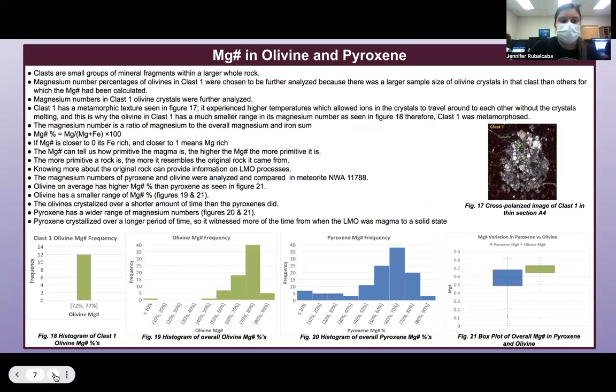So olivine has a smaller range of Mg number percentages as seen in both figures 19 and 21. And what this means is that the olivines crystallized over a shorter amount of time than the pyroxenes did. And pyroxene also has a wider range of magnesium numbers as seen in both figures 20 and 21. And what this means is that pyroxene crystallized over a longer period of time. So it witnessed more of the time from when the lunar magma ocean was magma to a solid state.